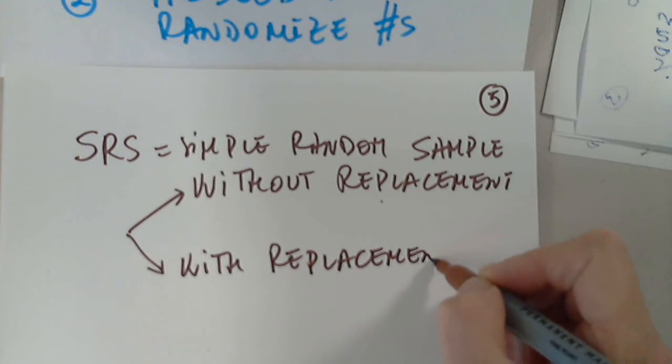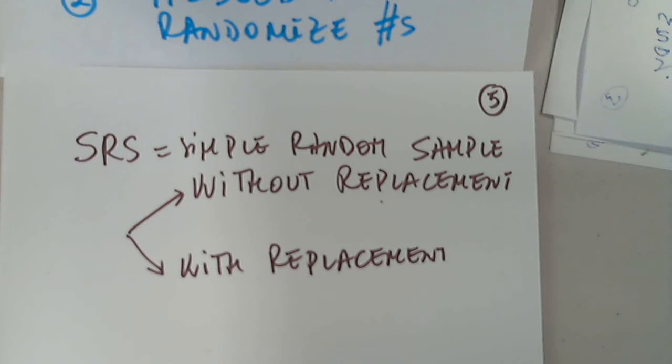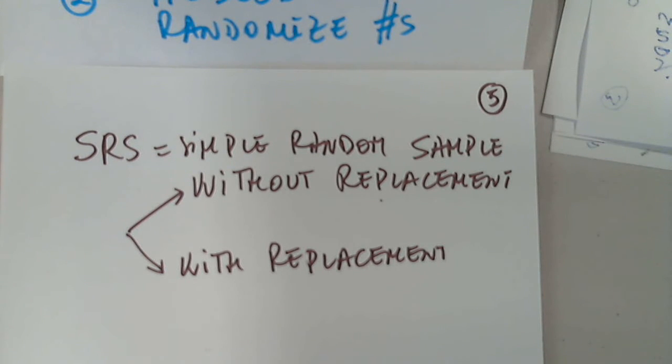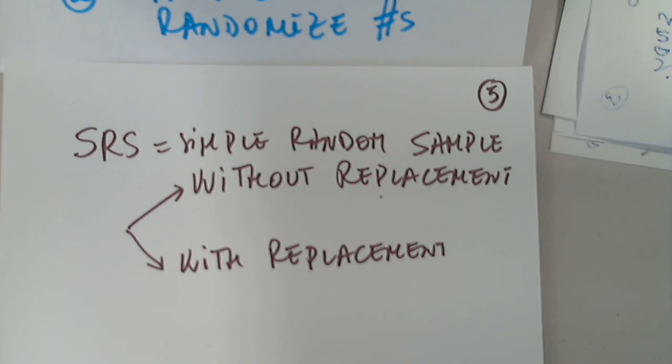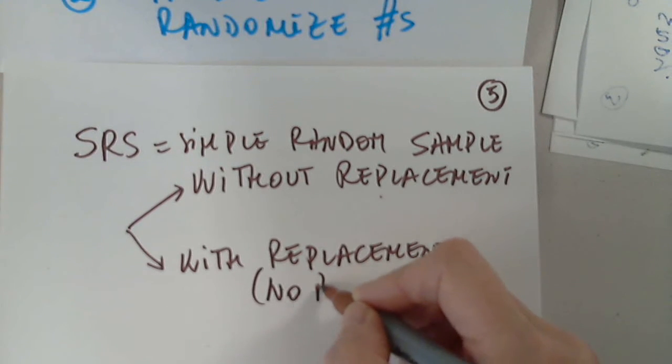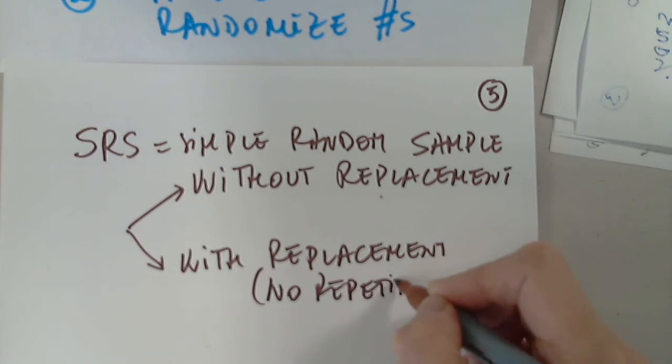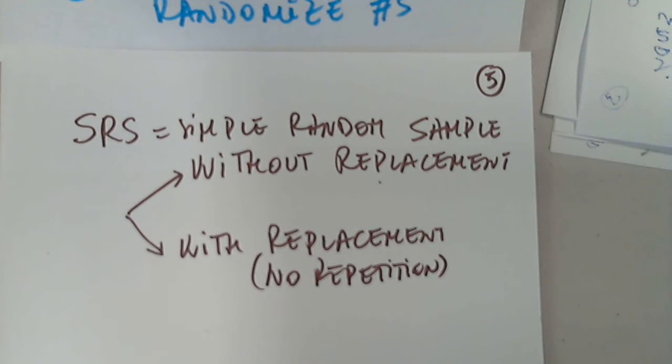I have a TI-83 and it only has 7 options. What's the 8th option supposed to be? With no repetition, no replacement. No replacement or no repetition. So, I'll come back to this in a second. I need to explain this for one more minute.